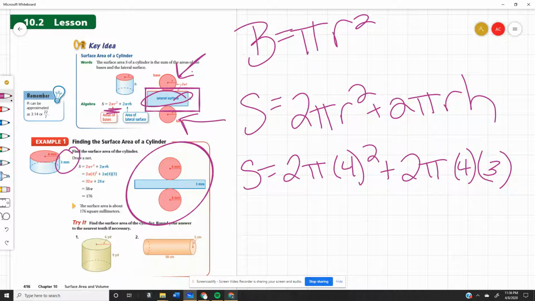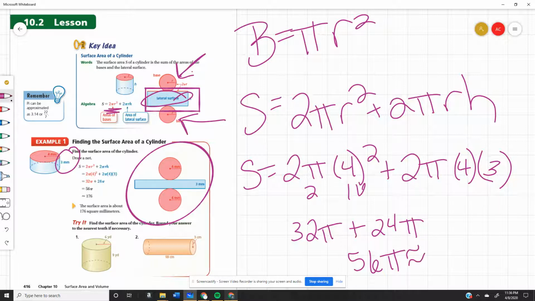So 4 squared, which is 4 times 4, is 16. 16 times 2 is 32, so 32 pi, plus 4 times 3 is 12. 12 times 2 is 24. So 24 pi. So 32 pi plus 24 pi gives me 56 pi. And remember that we can approximate pi to be 3.14 or 22 over 7. We would approximate pi here to be 3.14 because 56 is not, oh, it is. It is actually, hold on. 56 is actually a multiple of 7.